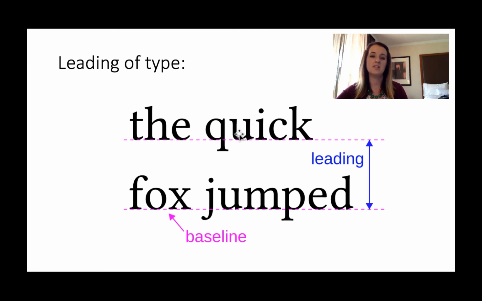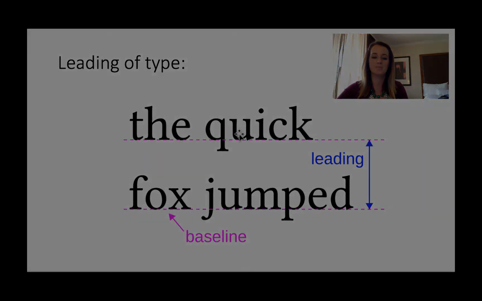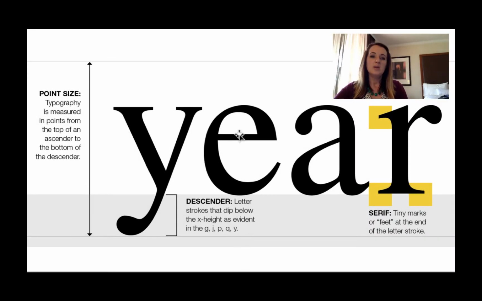So if I say that you need to put in more leading for your type, it means you need to kind of give it some more air, give it some more space. If you don't have enough leading, everything looks really squished and compact, and it's hard to read. So you want to give it some air so your eye gets a little bit of visual break in between lines of text. So here we have some common terms that we're going to use when we're describing type.